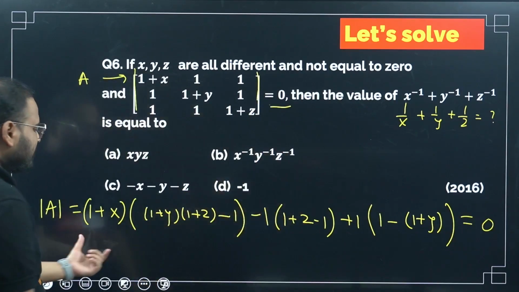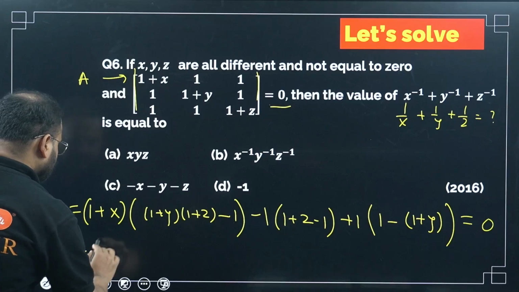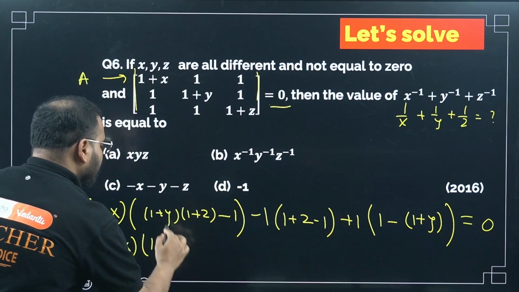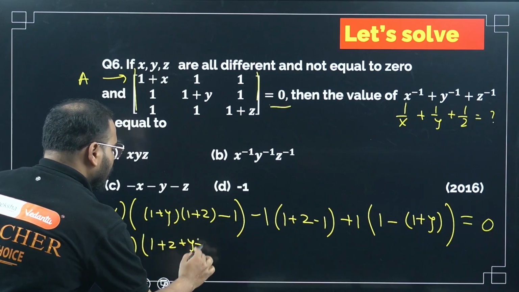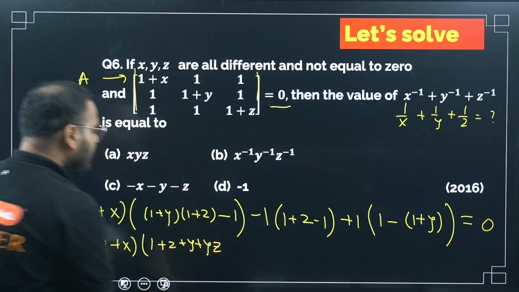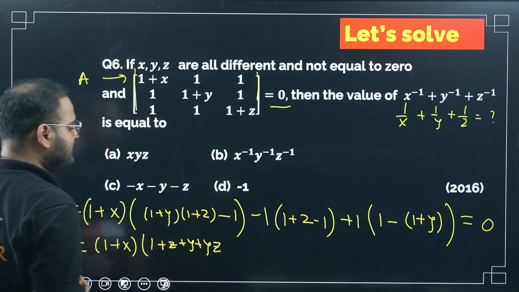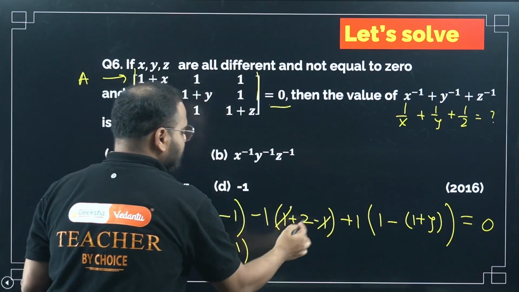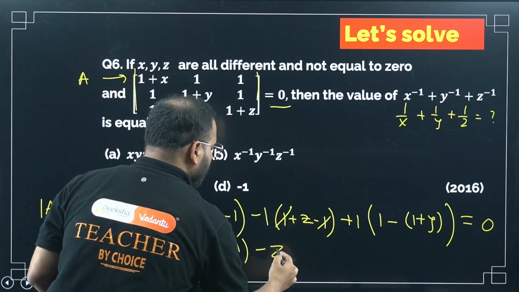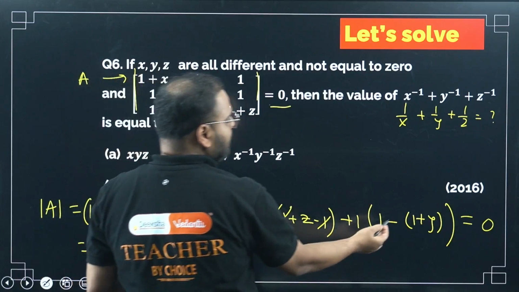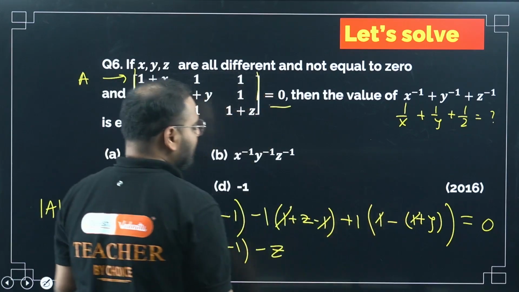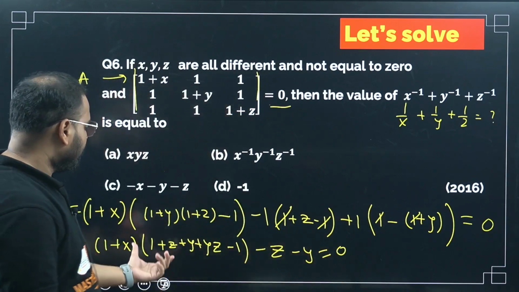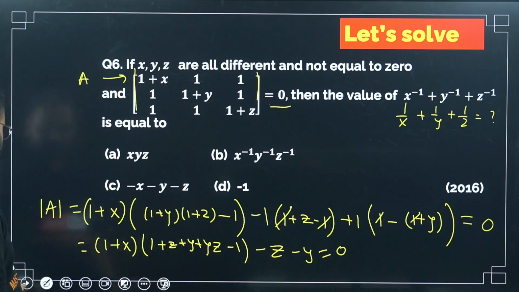So I will simplify it over here only, whatever I can. 1 plus x, then what will this be? 1 plus z, then I'm going to do with y. So y plus yz. This is z. Minus 1. Please see here, 1 and 1 will cancel. I'll have minus z. Again, this is simply 1, and this 1 and 1 will cancel. I'll have simply minus y equal to 0. Now the next step, I'll see the expansion.